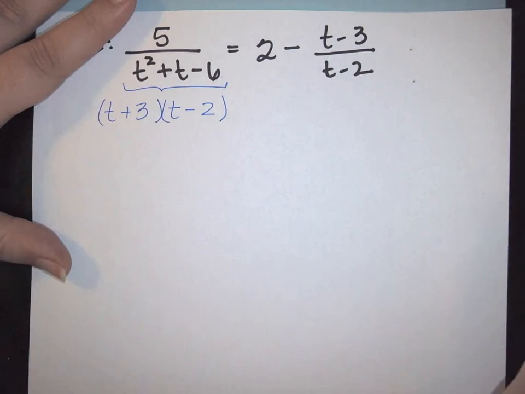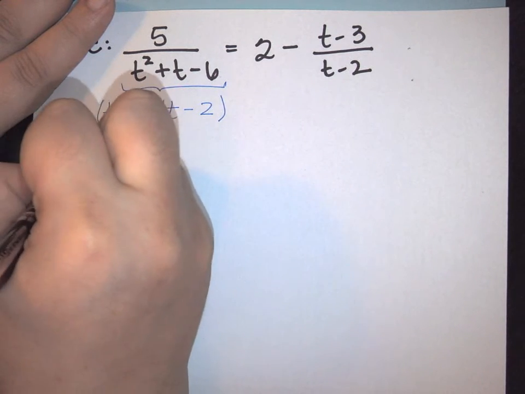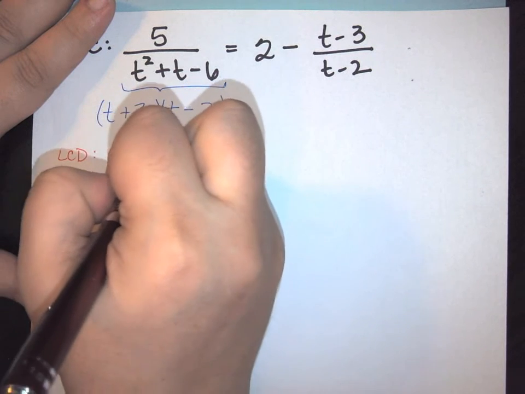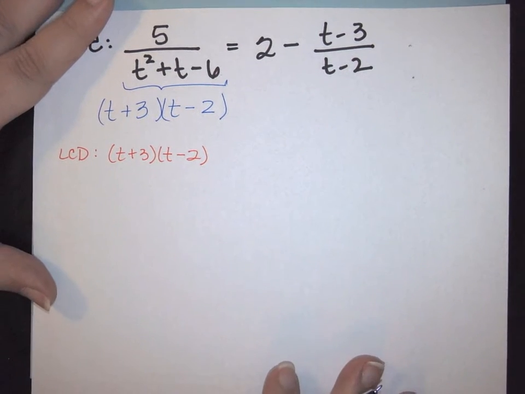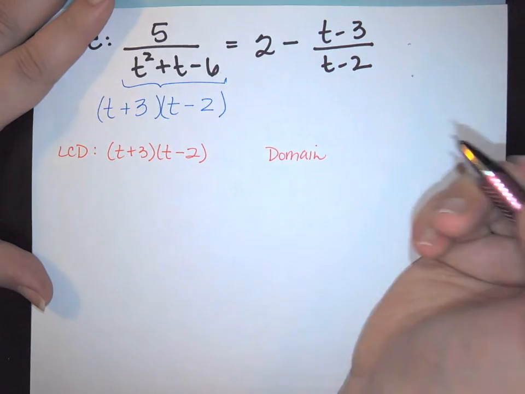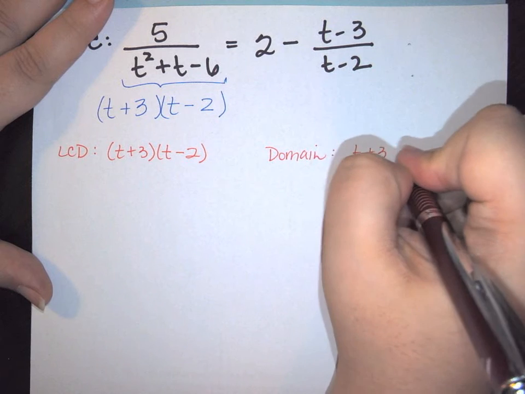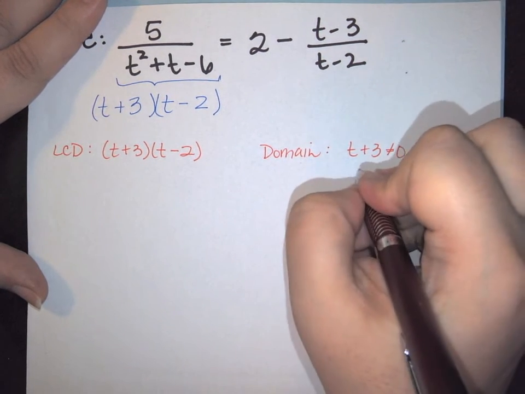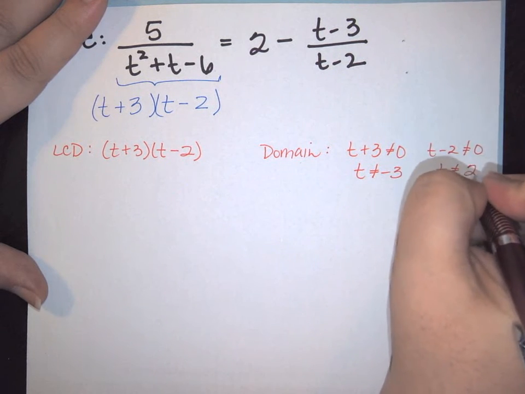Then the next thing I have to do is identify my least common denominator. In this case, we're going to end up with t plus 3 and t minus 2. And then on the other case, we also have to identify your domain. In this case, your domain says that t plus 3 cannot be 0 and t minus 2 cannot be 0. So when we solve, we find that t cannot be -3 and t cannot be 2.